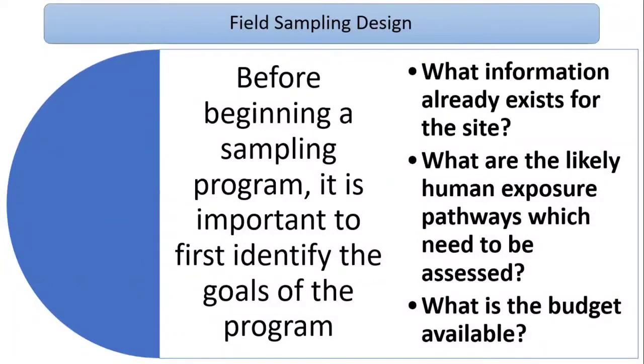So we have to make them understand what our exact goal of this field work is and what our objectives are. Then they will be very vigilant and careful during the sampling, and in the end we will get our fruitful result as well. Then we have to check what information already exists for the site. How can we do this?